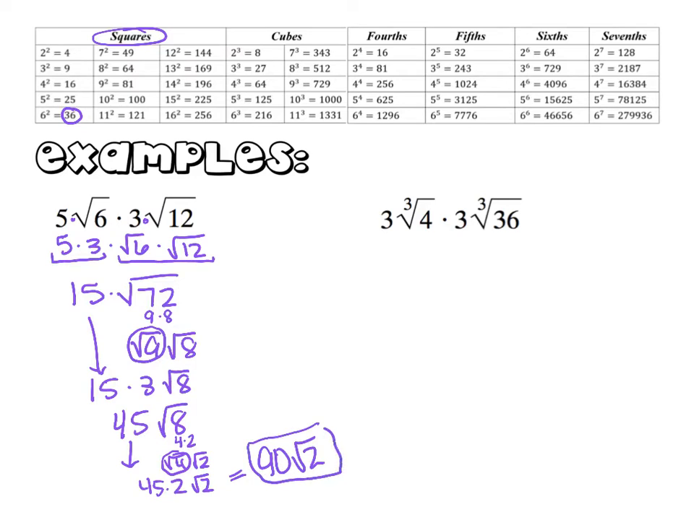Now, that's okay. It's just extra work from if I would have gotten to here and said, instead of 9 times 8, 15 square roots of 72. 72 is 36 times 2.